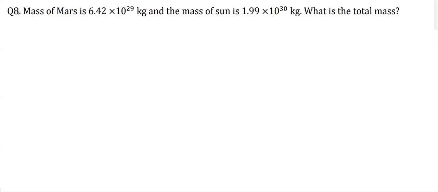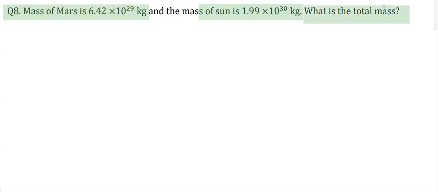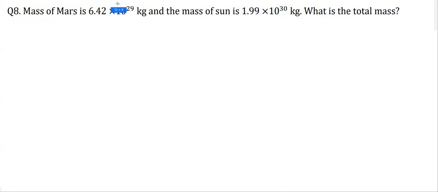Now we are on the final question, that is question number 8. It says the mass of the planet Mars is 6.42 into 10 raised to the power 29 kg, and that of the Sun is 1.99 into 10 raised to the power 30 kg. What is their total mass? That means we have to add them. But they do not have the same exponential power, so we need to first convert them into the same power.